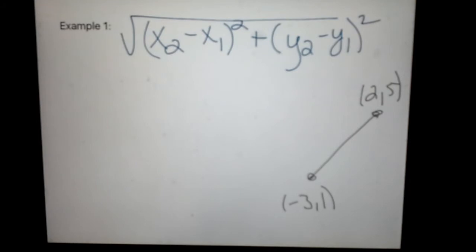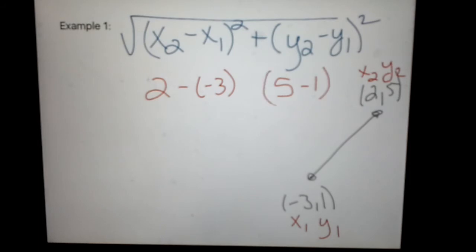For example 1, we are given a line segment that has endpoints at the points -3, 1 and 2, 5. We are going to label each of the coordinate points. -3 will be x1 and 1 will be y1. 2 is x2 and 5 is y sub 2. Now we're going to plug those into our formula. X sub 2 is 2 minus x sub 1 of -3. Y sub 2 is 5 minus y sub 1, which is 1.